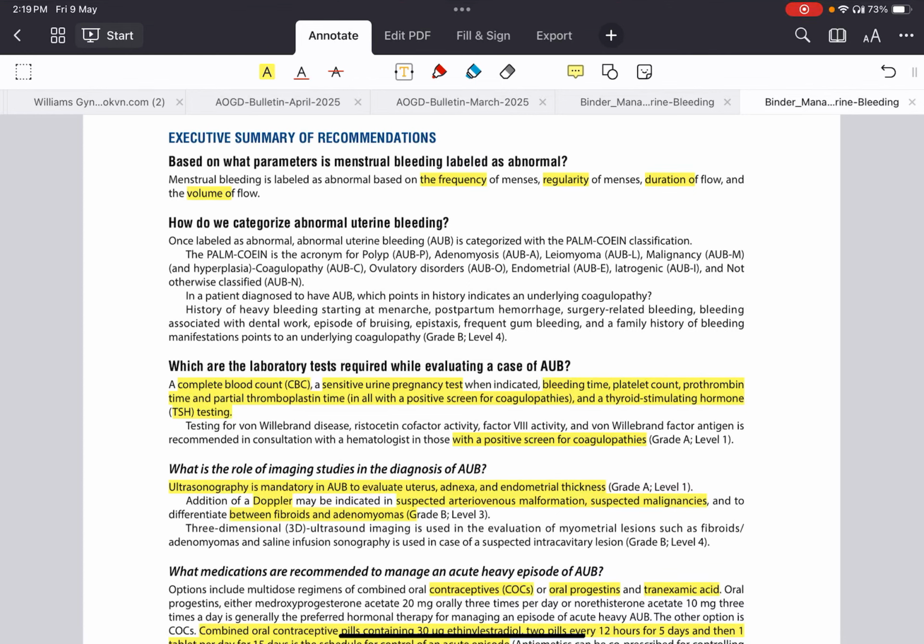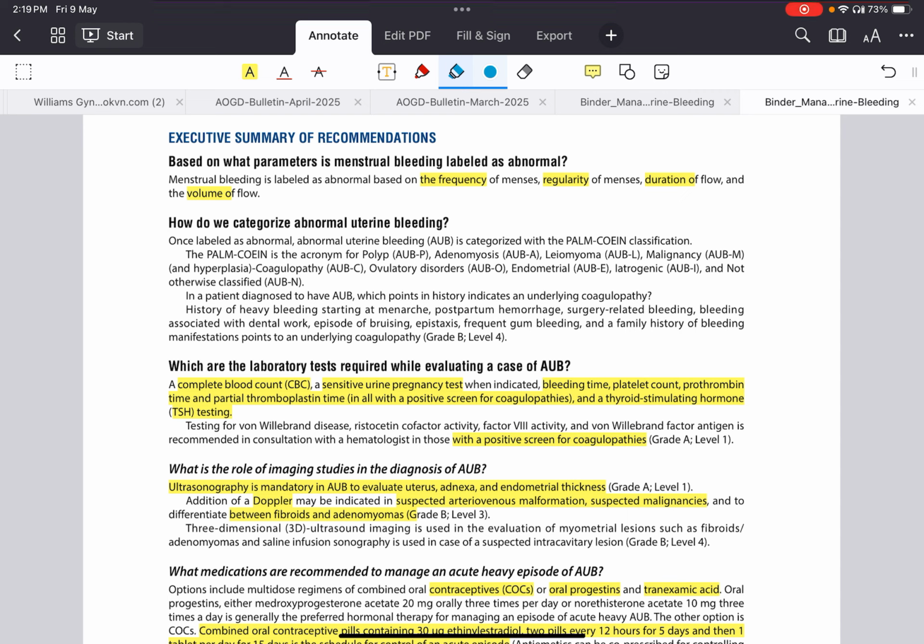Today I'll discuss the FOGSI guidelines on management of abnormal uterine bleeding. Initially they gave a summary of what abnormal uterine bleeding is, just in points. Then they explain each and every point in detail.